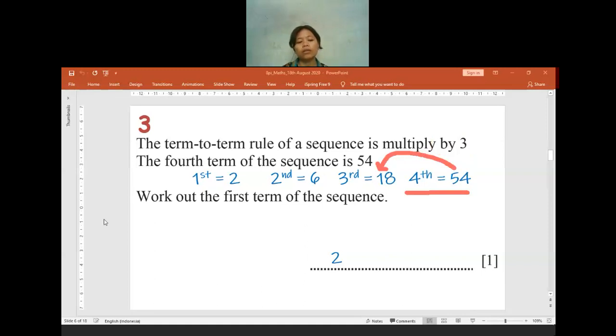So we will have the third term. And then 18 we divide it again by 3. We will have 6 as the second term. And then 6 we divide it again by 3. We will have 2 as the first term. So the answer will be 2 at the question 3.